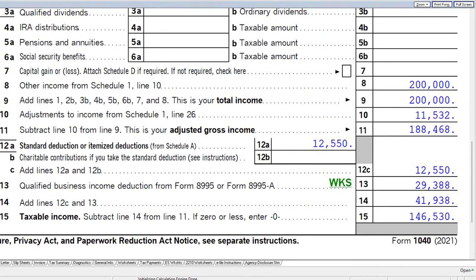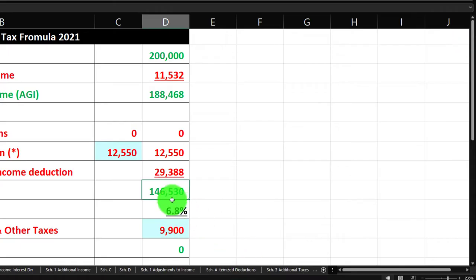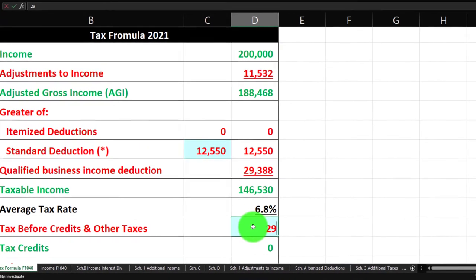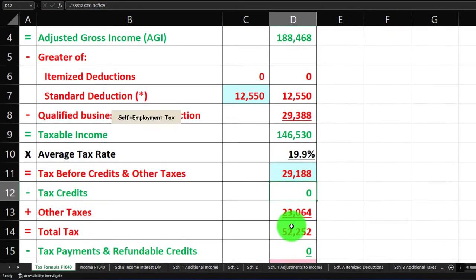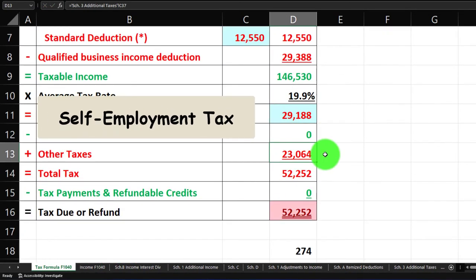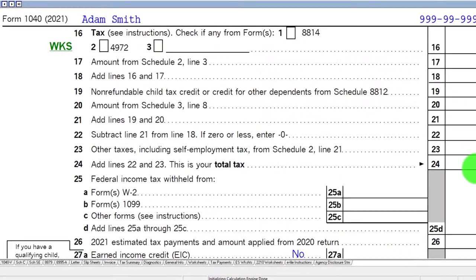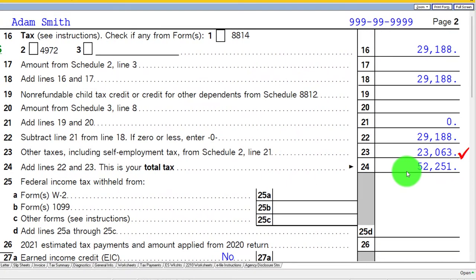Page two, relying on the software to do the tax calculation, 29,188. So we've got the 29,188 and the self-employment tax to get us to the 52,252. So 52,252. So you can see a lot's going on there.